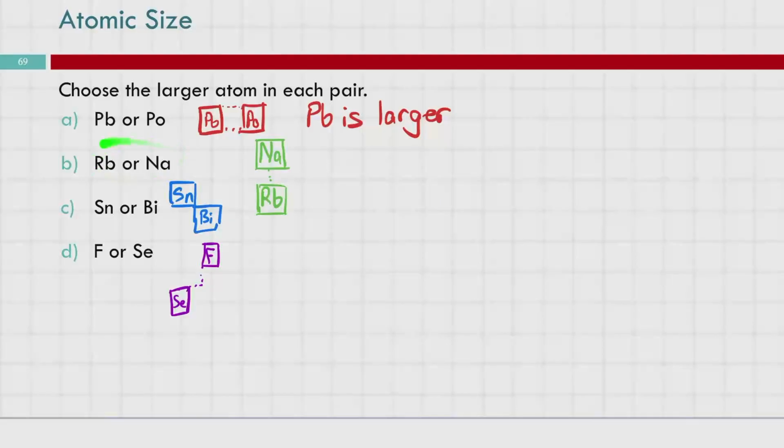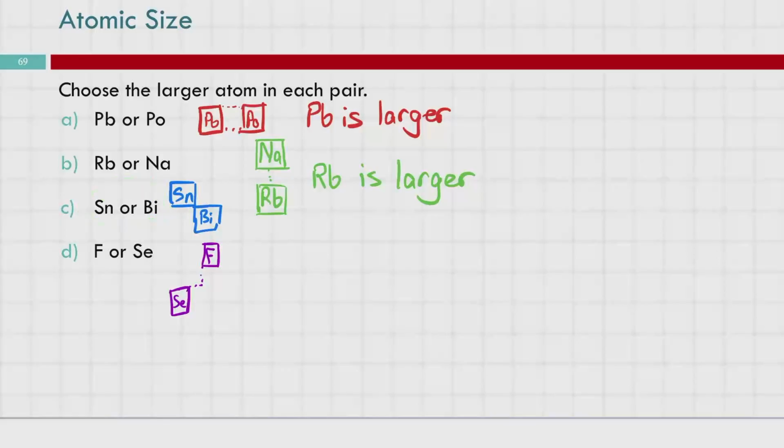And then for Rb or Na, we've got Na up here, we've got Rb down here. Which one is larger? Rb is larger, because we've got extra shells added on. Think of it like if we were comparing cakes, like on Bake Off or something, and somebody did a cake that had 2 tiers and somebody did a cake that had 4 tiers. Which cake is taller? The cake with 4 tiers probably, unless they're really short tiers.